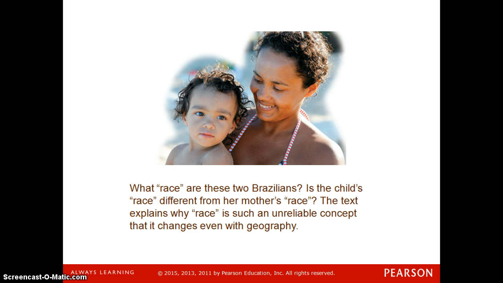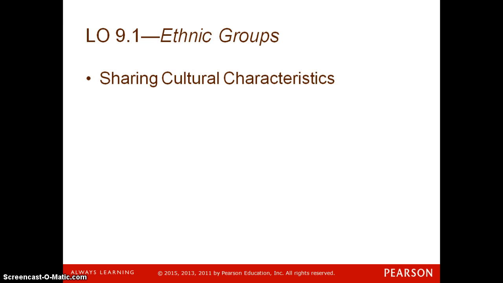The text explains race is such an unreliable concept because it changes with geography. So the word race is really starting to fall off how society views things and classifies people. When we look at cultural characteristics, we're looking at ethnic groups and how they share common values, characteristics that make them a certain type of group.